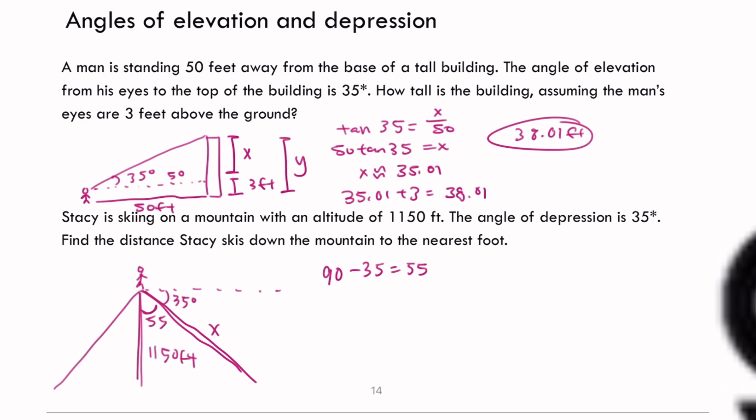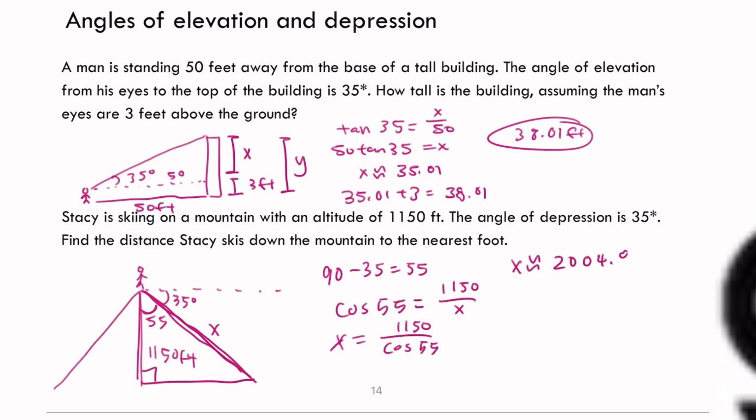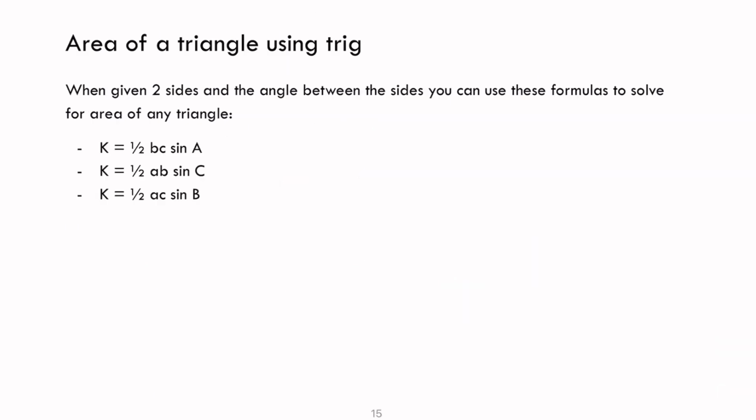And now we can look at this triangle right here. We can do the cosine of 55 degrees is equal to 1150 over x. X is equal to 1150 over the cosine of 55. So plugging that into the calculator, x comes out to be around 2004.96 feet.